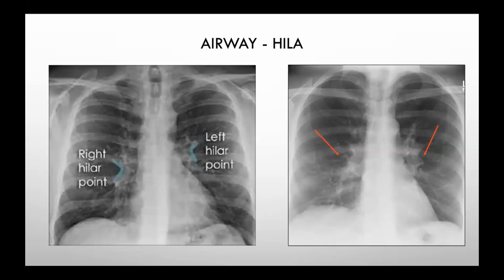So you can kind of assess for volume loss based on where the hilar points are. And it's not by any means definitive in isolation, but it's something to look for if you're struggling with the rest of the chest x-ray. And the picture on the right shows you what subtle hilar lymphadenopathy would look like.